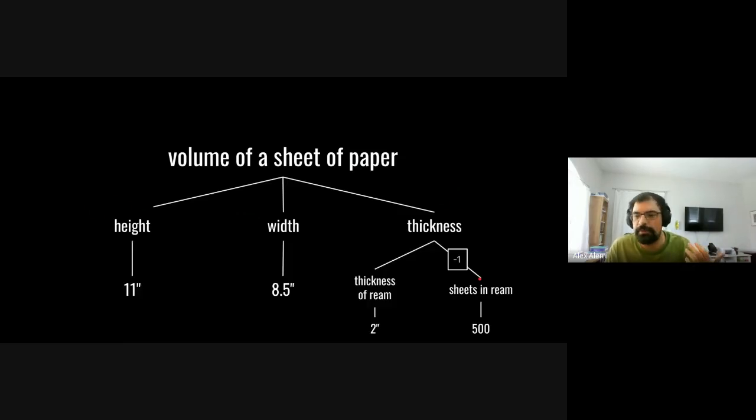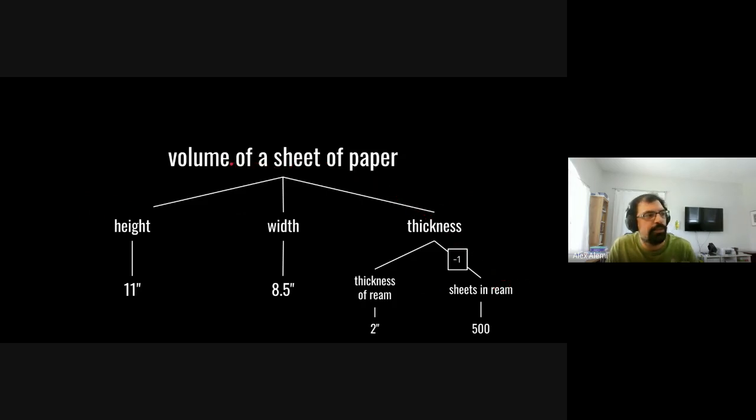What's the thickness of a sheet of paper? I don't know, but maybe I know the thickness of a lot of sheets of paper. That's something I do know, right? I buy reams of paper. I buy reams of printer paper. And so I could turn the thickness of a single sheet into the thickness of a whole lot of sheets, right? The thickness of a ream of paper and the number of sheets in a ream of paper. And if I knew those, then I would sort of know everything.